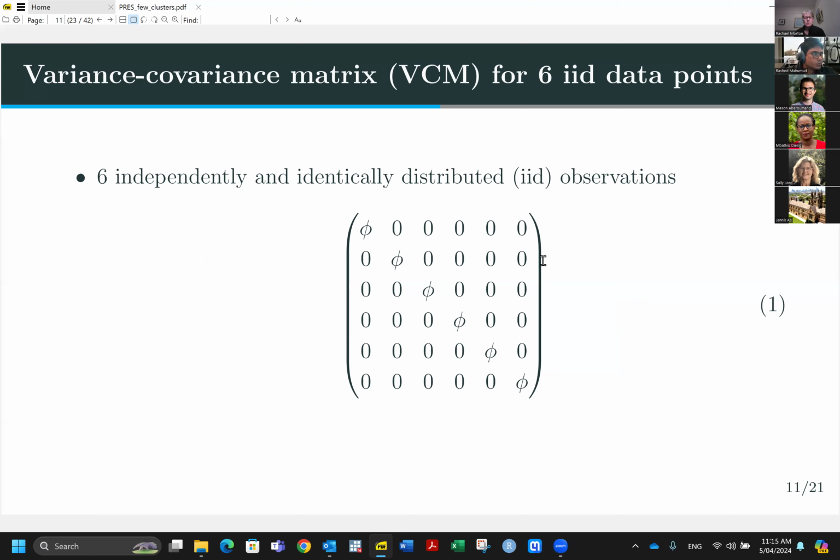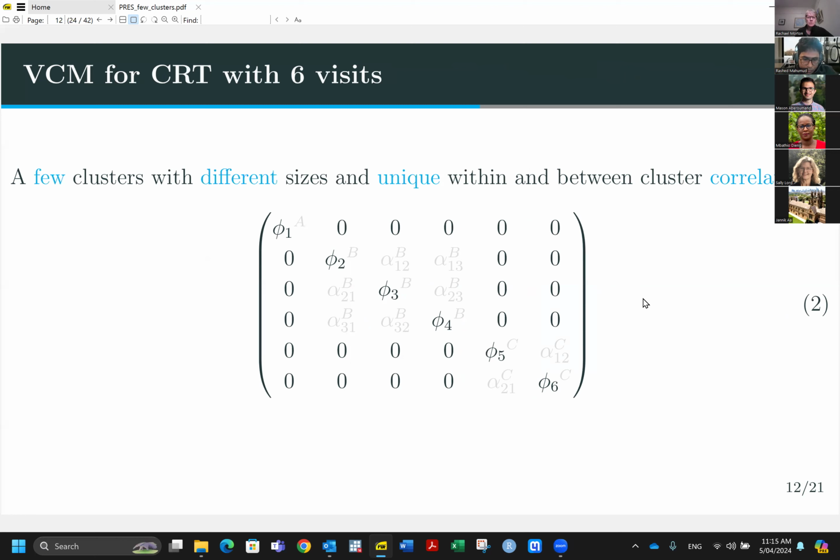This matrix shows that the errors are identical, and that is captured by the fact that all the diagonal variances are the same. And independence in this VCM is captured by having zeros off the main diagonal. So for example, observation 1 is independent of observations 2, 3, 4, 5, 6, and everything varies the same way. This is also known as homoscedasticity. And let's look at the VCM for an example CRT.